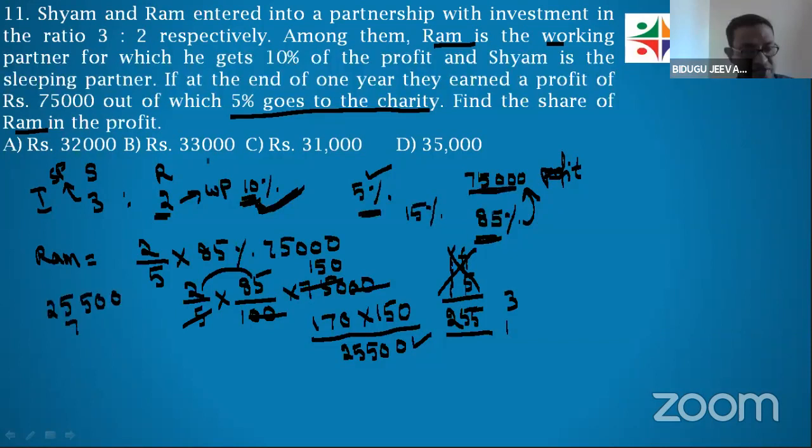So this problem comes under the pattern in a different style. The amount cannot be shared directly. You have to distribute according to whatever conditions they said: 10% for the working partner, and 5% goes to charity. Great. Let me go to the next one, the 12th one.